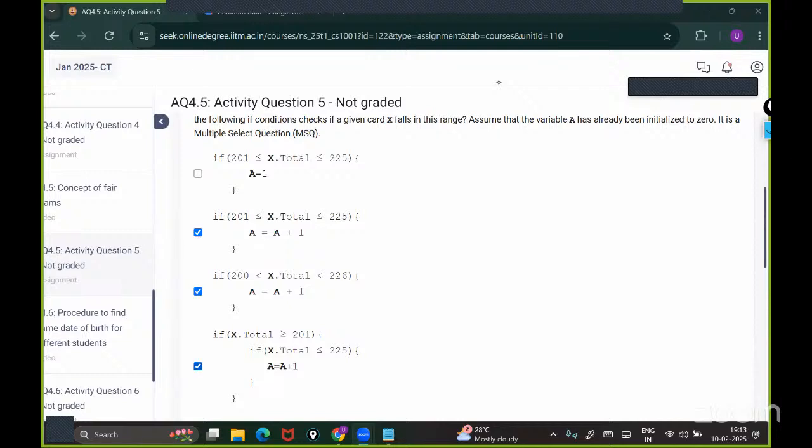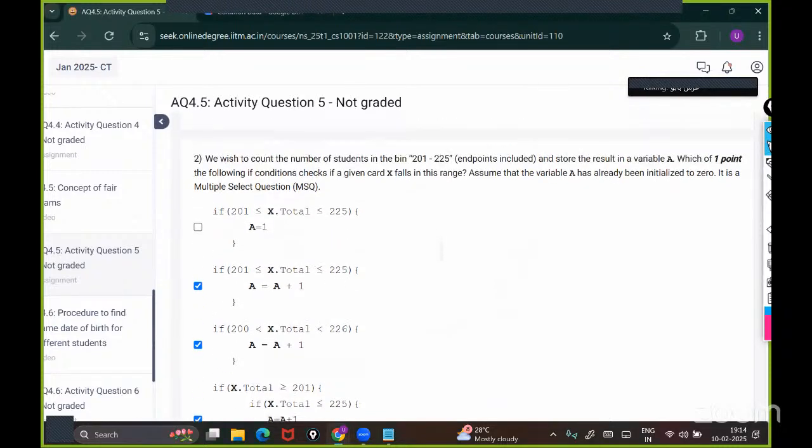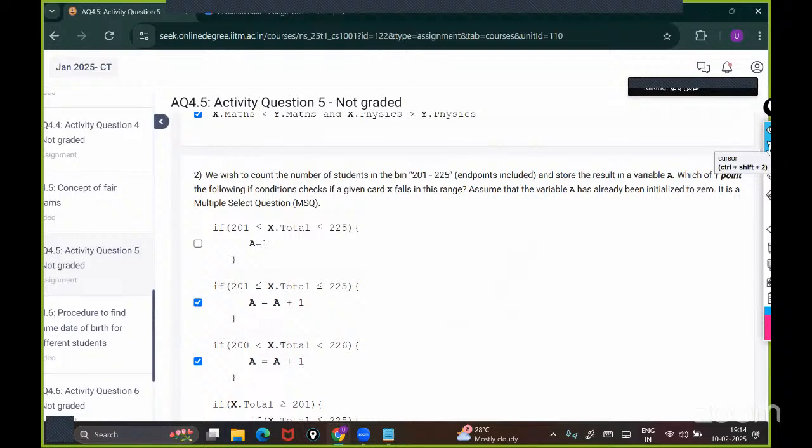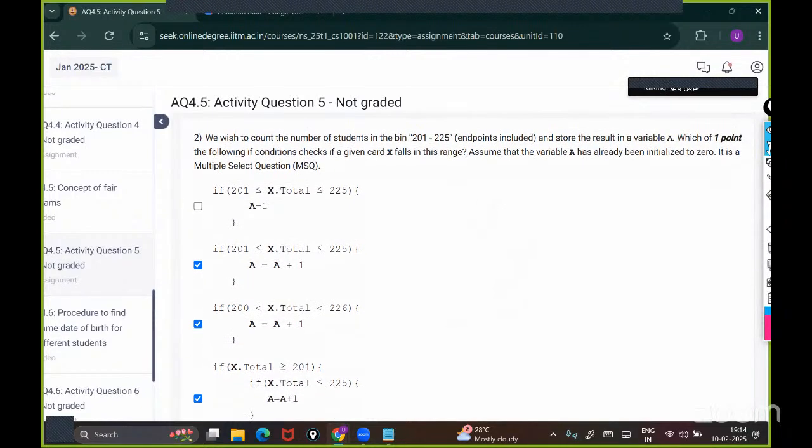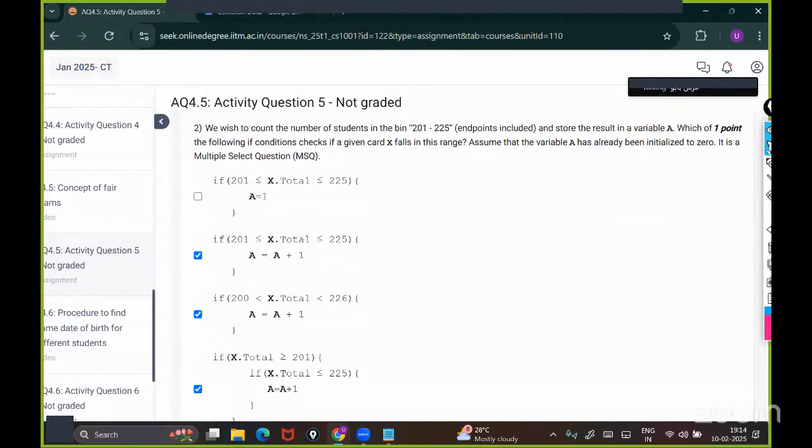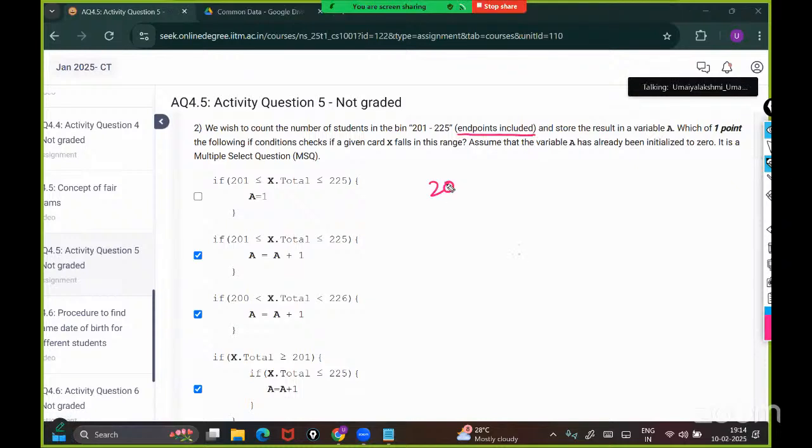And here also the end point is included in 225, so that option number one, and also the increment is correct. Option number one is incorrect, because A is equal to 1 is written here. So can you see here, endpoints also need to be included, which means 201 also needs to be included, 225 also needs to be included. So here both are included and A is also incremented. In this case, A is again and again reinitialized. It's not incremented. That's why this option is not correct.